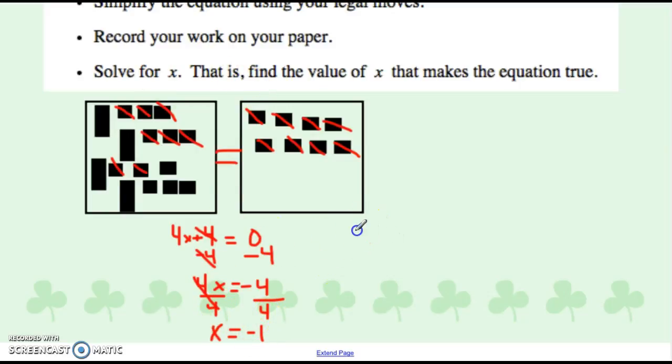And the way I'm going to go back and find out if that's true is I'm going to plug negative 1 in for x in my equation of 4x plus 4 equals 0. So if I do 4 times negative 1 plus 4, that should equal 0. 4 times negative 1 is negative 4 plus 4 equals 0. And if you see, a positive 4 and a negative 4 do equal 0, so I can prove that my equation is correct. That being able to prove it is an important step.